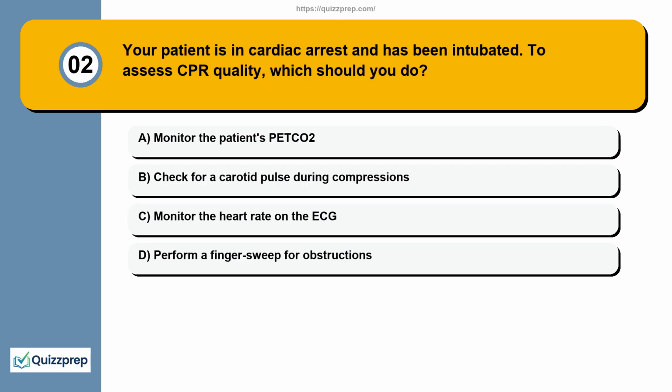Question 2. Your patient is in cardiac arrest and has been intubated. To assess CPR quality, which should you do? Monitor the patient's PETCO2. Check for a carotid pulse during compressions. Monitor the heart rate on the ECG. Perform a finger sweep for obstructions.